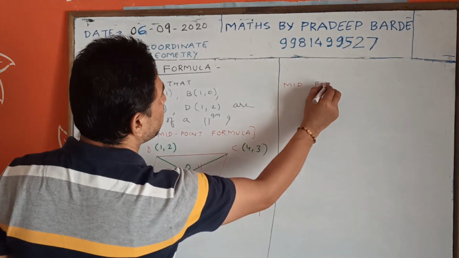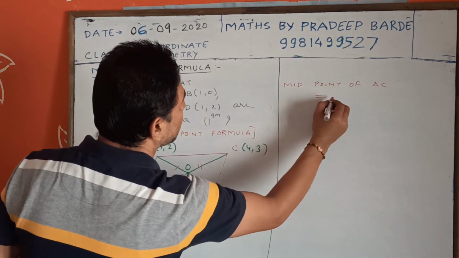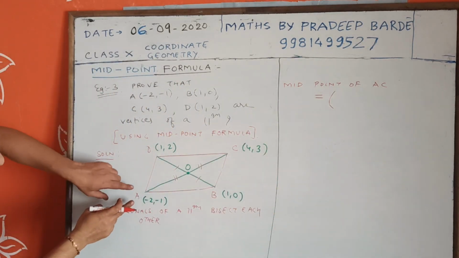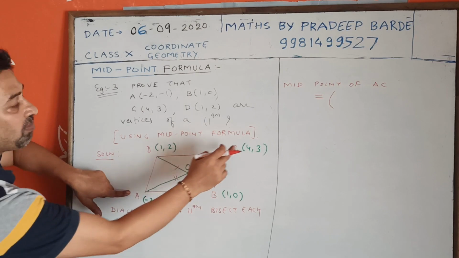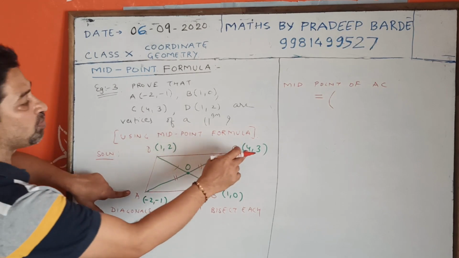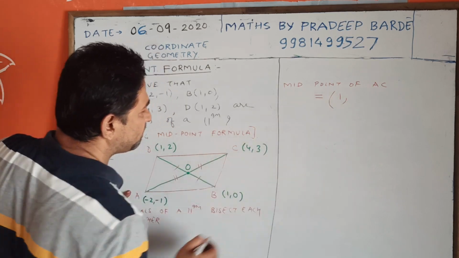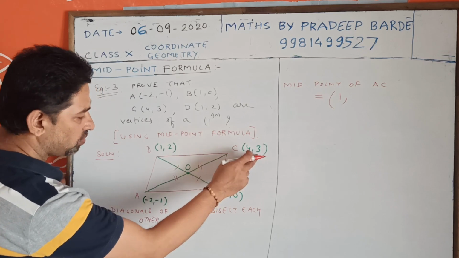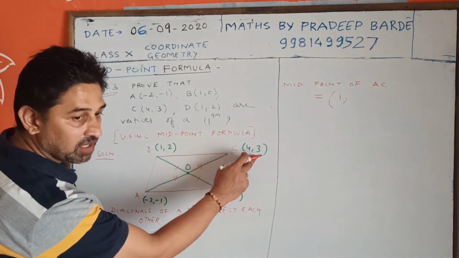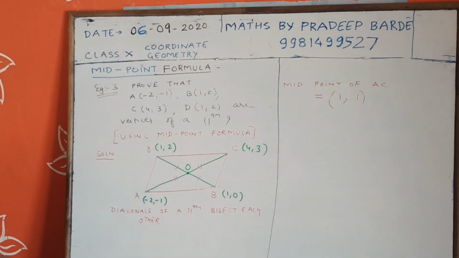Midpoint of AC. AC का मिड पॉइंट निकालना है बच्चों। अब यहां पे देखिए, (x1 + x2)/2: -2 + 4, which is equal to 2, and 2/2 is 1. Then -1 + 3, again 2, and 2/2 is 1. So midpoint of AC is (1, 1).